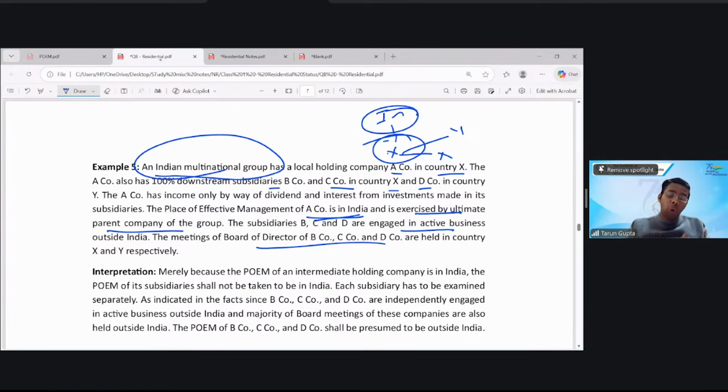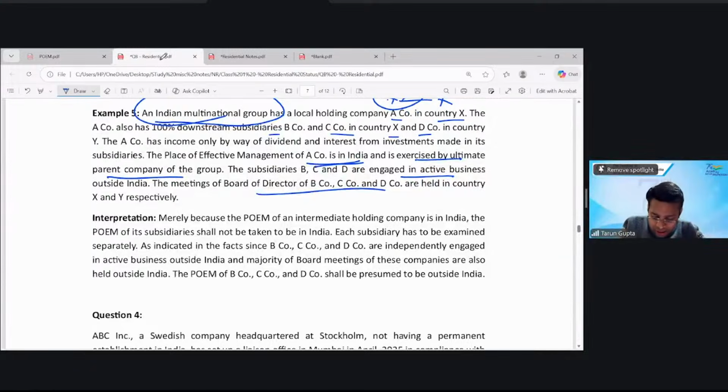It only says the POEM of my holding company is in India. So his POEM is in India, but I'm a separate legal entity and I'm doing activity outside India. My majority meetings are held outside India. So therefore, my POEM is outside India, unless you prove that my board is being set aside. Merely because the POEM of the intermediary holding company is in India, the POEM of the subsidiary shall not be taken to be in India. Okay.